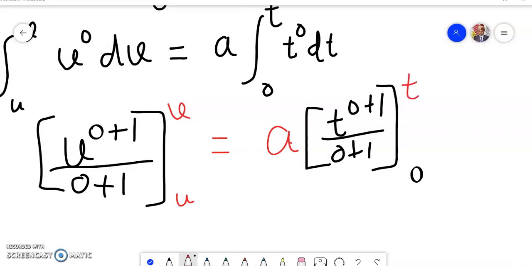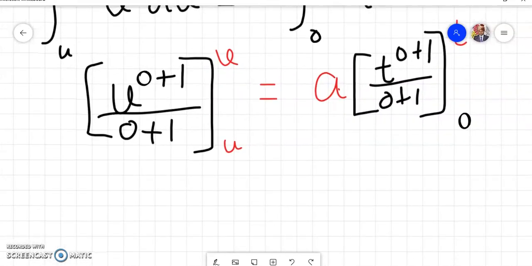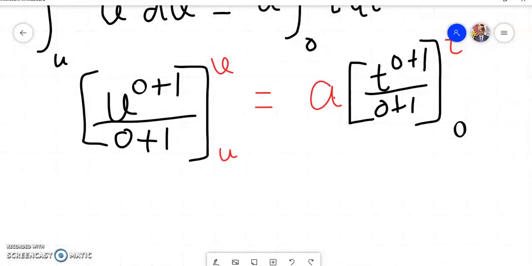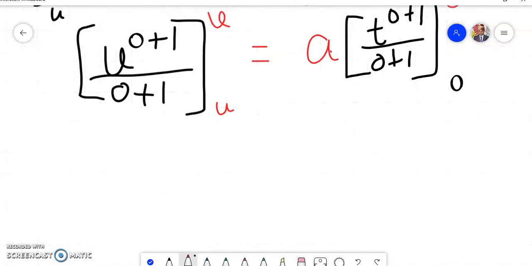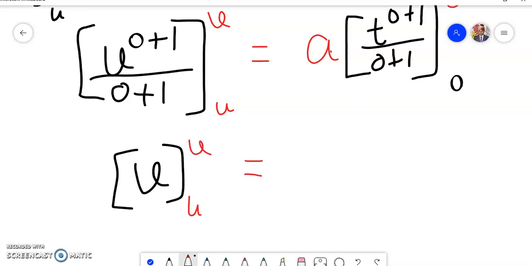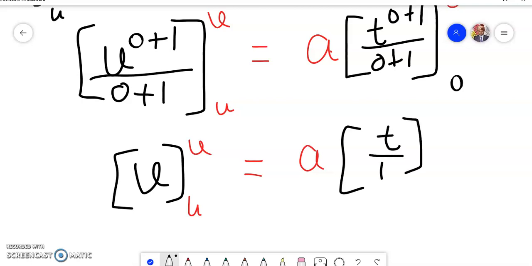Now we will solve it. We know that upper limit minus lower limit is taken. So first of all, what is the value in this bigger bracket? That we need to write down. It is v upon 1, and limit is u to v, again equal to a t, and limit is t upon 1, and limit is 0 to t.